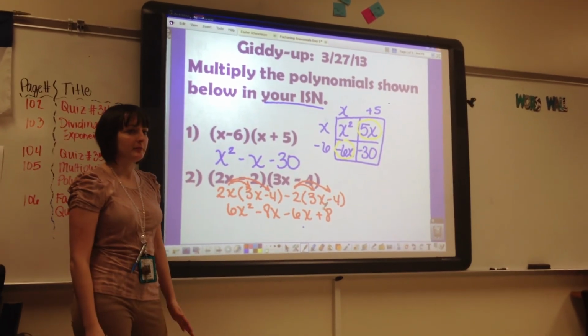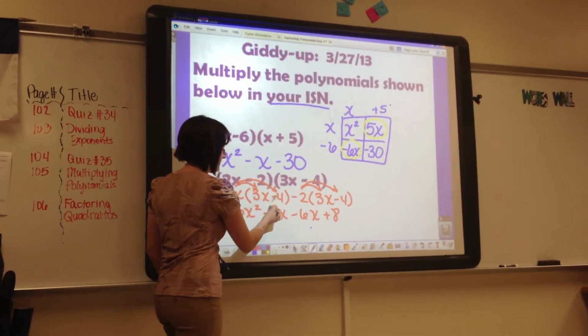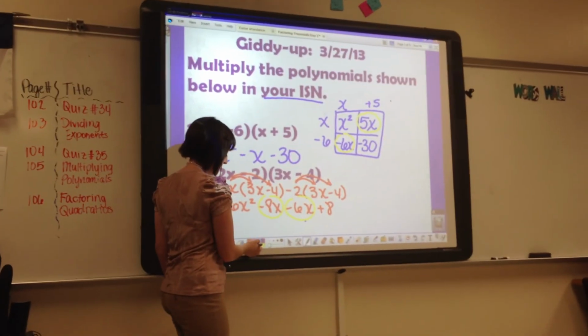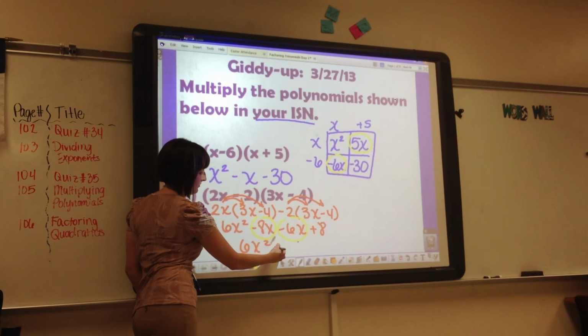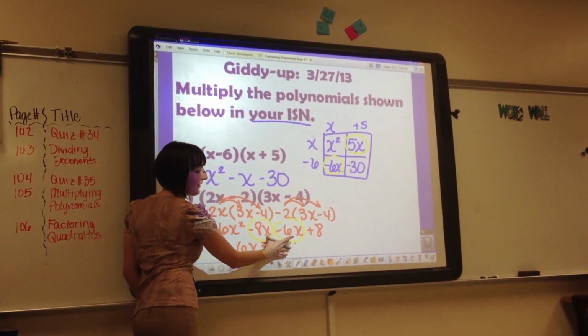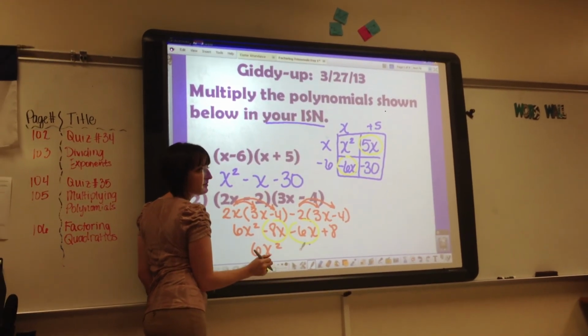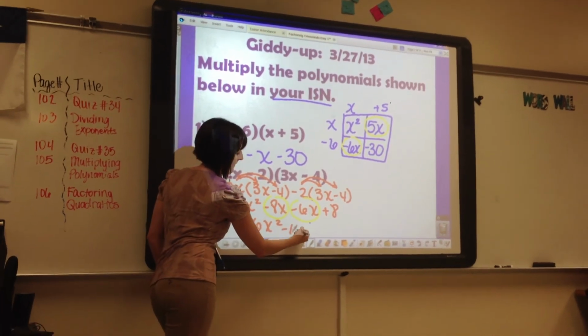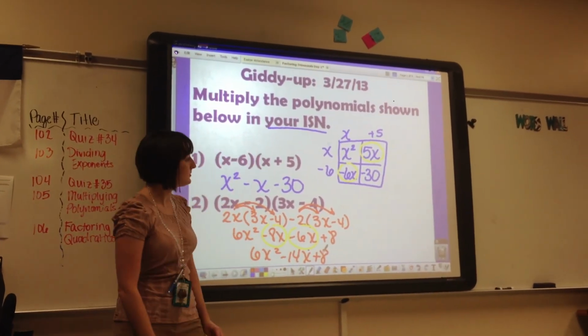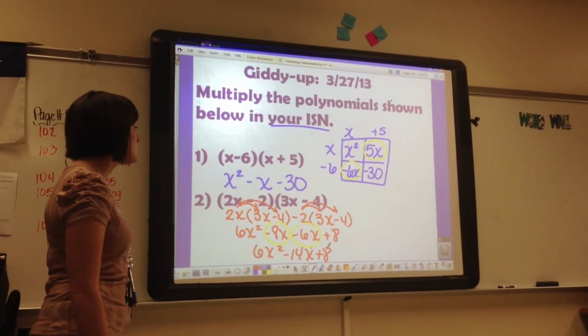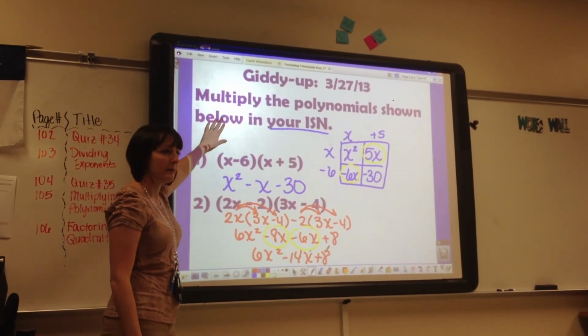Alright, last thing, what do we do? Negative 8x and 6x. Combine those two. So, final answer? 6x squared plus... Add these. Negative 14. Okay. Plus 8. Awesome. Okay, so that's multiplying, right?